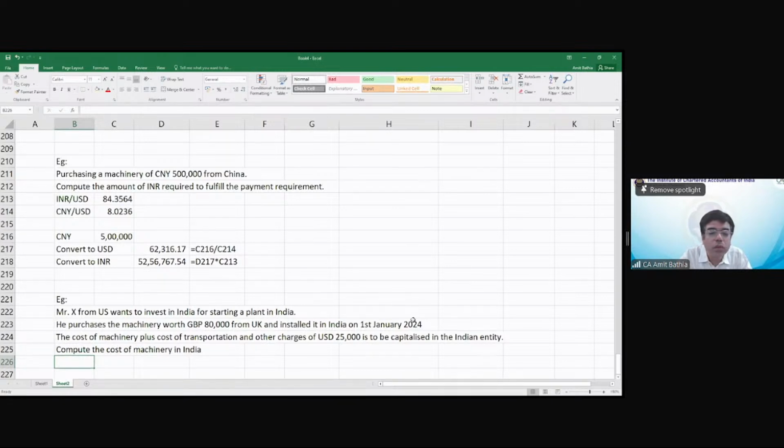Now, Amit sir, yes, sir. There is a background sound. Okay, just a moment, sir. Has it improved, sir? Is it better now? Yes sir, it's fine. Okay.